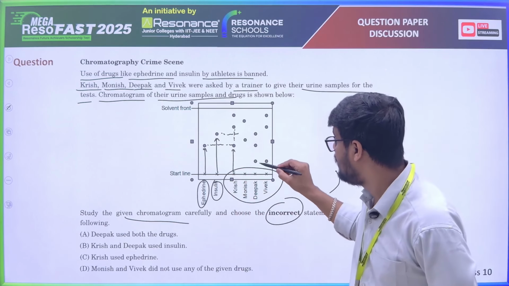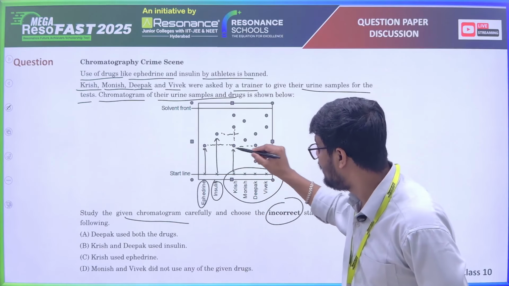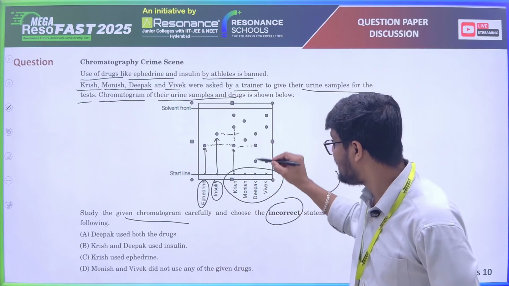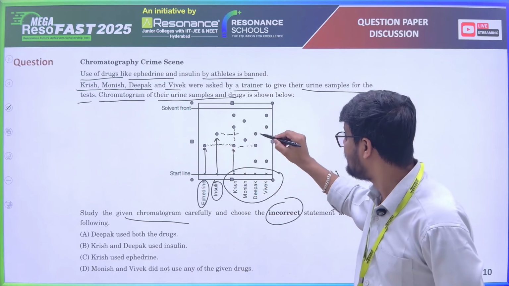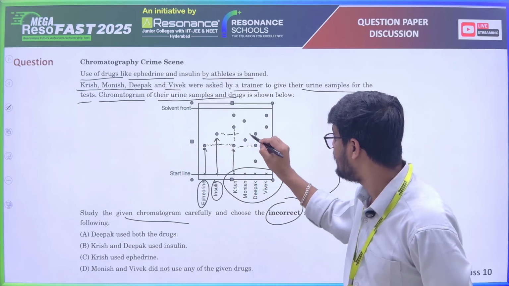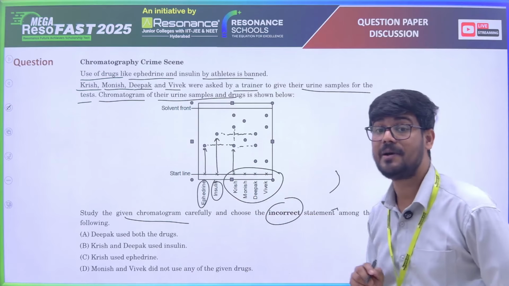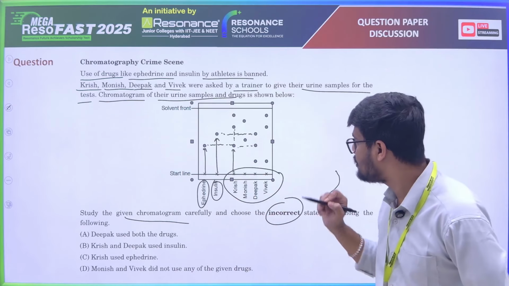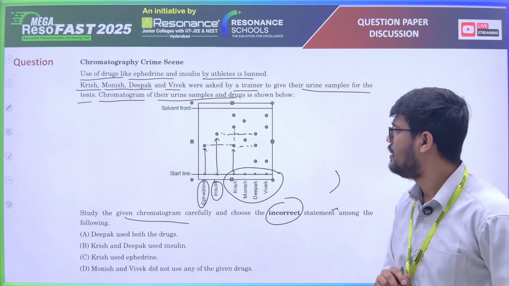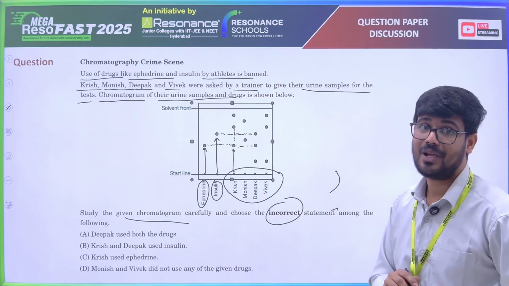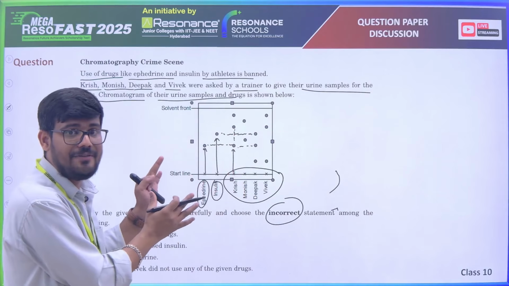Next, Deepak's sample. Here you see, for Deepak's sample, the ephedrine spot is perfectly matching with the ephedrine drug. Next spot, here also it is matching with the insulin drug. So that means Deepak is having both the drugs. Last one, Vivek. Here you see, no spot is matching with ephedrine and insulin. So that is the significance of this diagram.